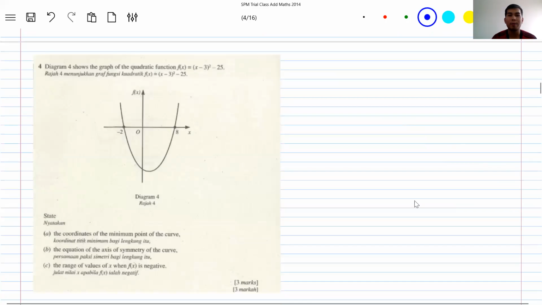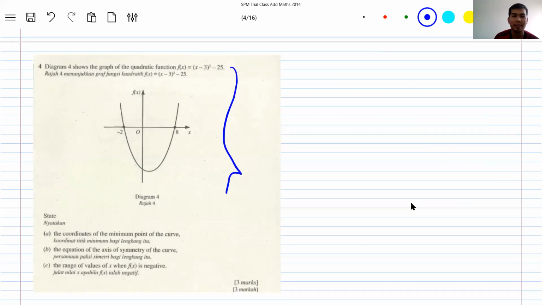Question number 4 looks like a very long question, right? But if you look at the marks allocation, it's only 3 marks. That means you shouldn't spend so much time on this question. If you read this, true enough, they ask you to state.